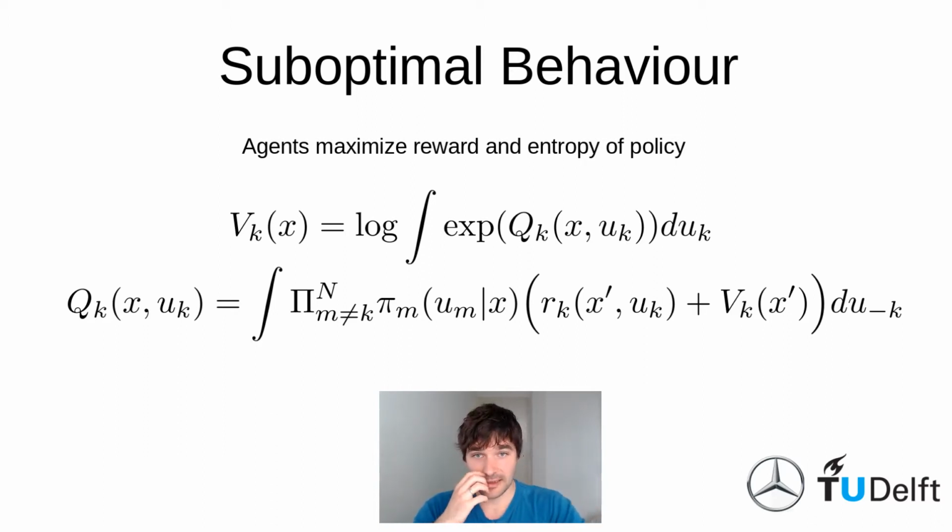Here the Bellman equation is slightly different to the standard Bellman equation. Instead of a max operator here, we have a soft maximization, so this logarithm integration and this exponential. But other than that, it's similar to the standard Bellman equation. And in the multi-agent case, the action value function needs to consider what the other agents are going to do. And this is a stochastic policy for each agent, so we have to integrate over the actions of the other agents. Other than that, it is the standard Bellman equation, except for the stochasticity and the soft maximization.